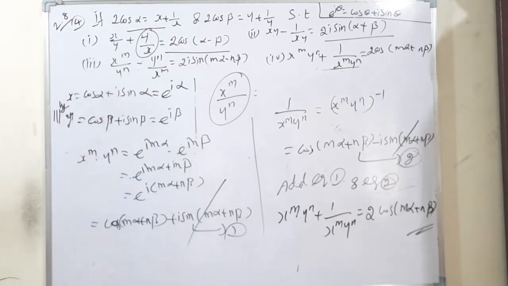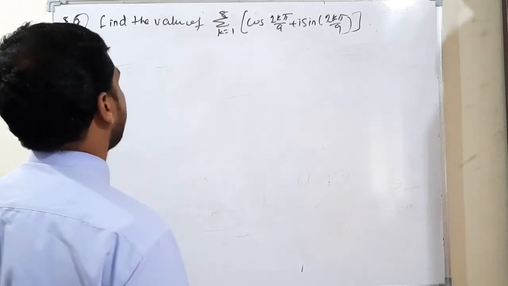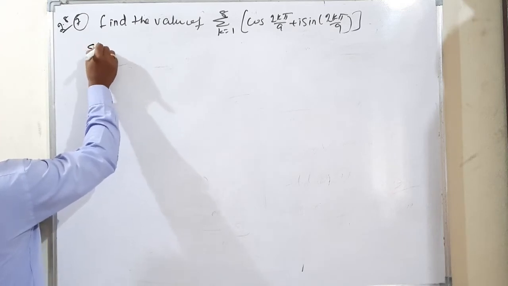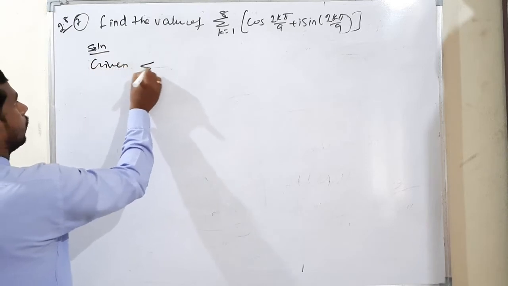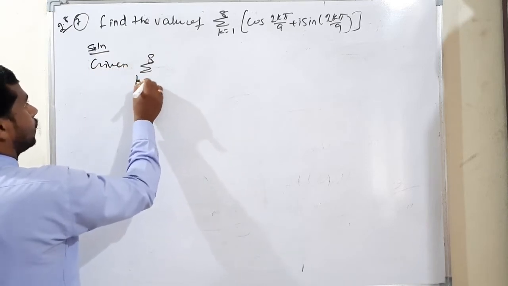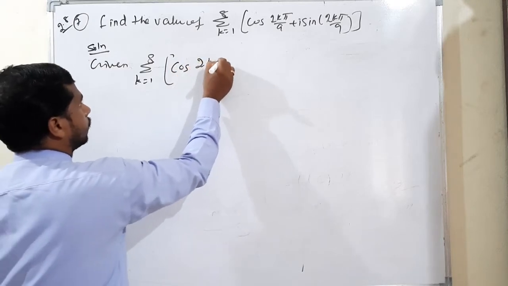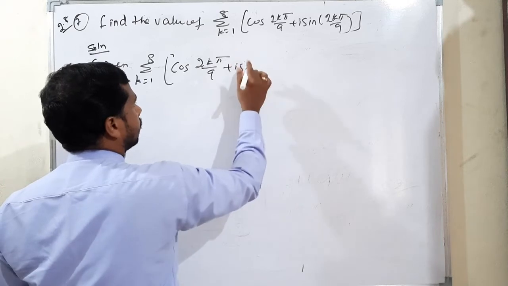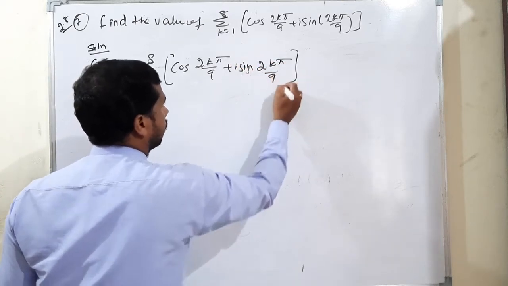Continuation of exercise 2.8, question number 7. Find the value of the given expression. The given condition is the summation of k equals 1 to 8 of cos 2k pi by 9 plus i sin 2k pi by 9.